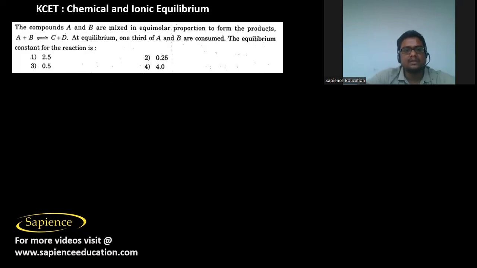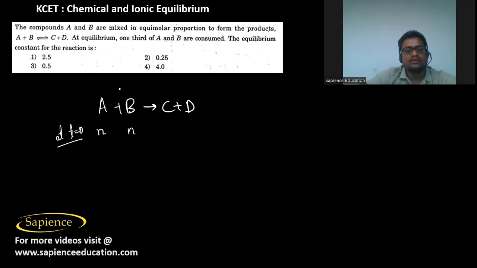Then here it is told that the compounds A and B are mixed in equimolar proportions to form the products. So A plus B gives C plus D. They are mixed in equimolar proportion, so equal number of moles. Let's say n moles of A and n moles of B were taken at t equal to 0. And at equilibrium, one third of A and one third of B are consumed. The equilibrium constant of the reaction is.